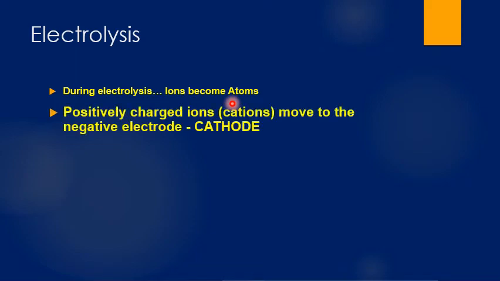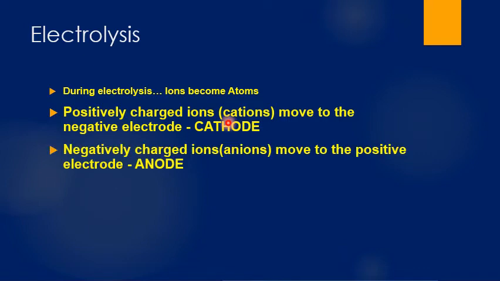Now, positively charged ions, which are called the cations, move to the negative electrode, which is the cathode. Easy way to remember: cation starts with C, and it is attracted to the cathode, which is negative. Next is the negatively charged ions, the anions. They're going to be moving to the positive electrode, and the positive electrode is the anode. See, anion starts with A, and it is also attracted to the anode.